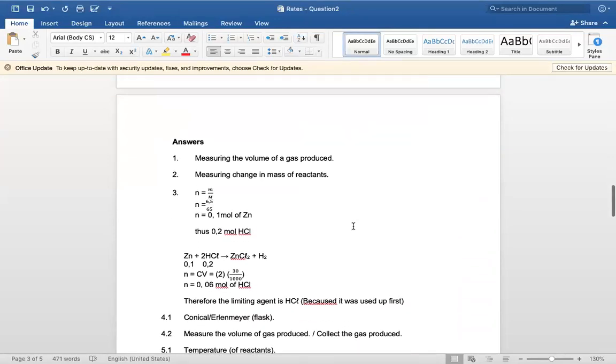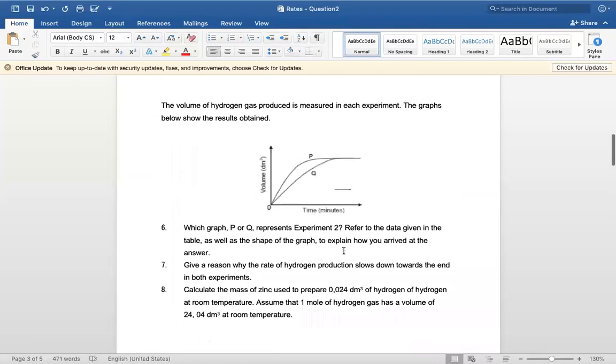All right. So the temperature of the reactions is what you change. And according to the change in temperature, what is the control variable? The control variable is what you leave the same: the concentration of your reactants, the mass of the zinc, and the concentration of your hydrochloric acid will be your control variables.